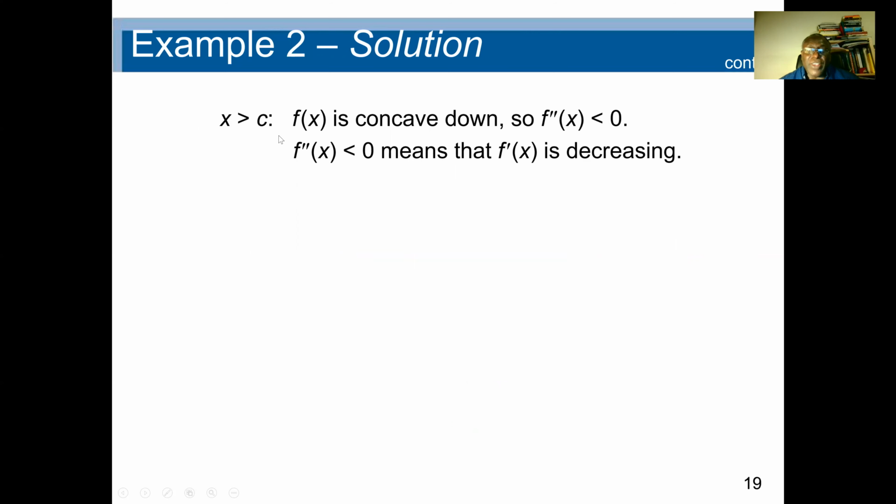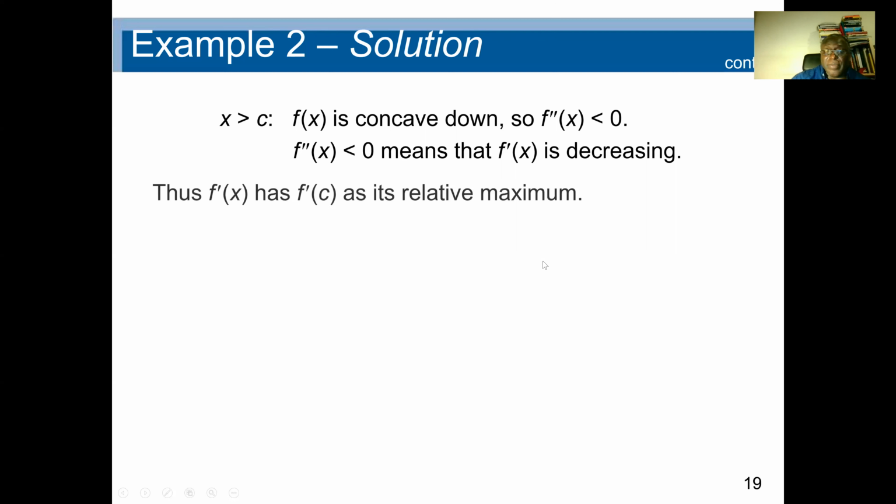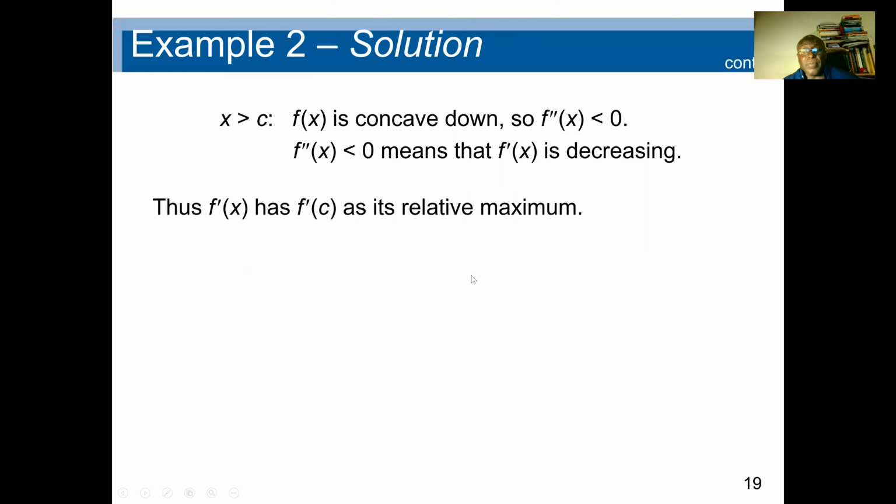So we say that if x is greater than c, then f at x is concave down. So the second derivative of f at x will be less than 0. If the second derivative of f at x is less than 0, it means that the first derivative is decreasing. So the first derivative at c has its relative maximum.